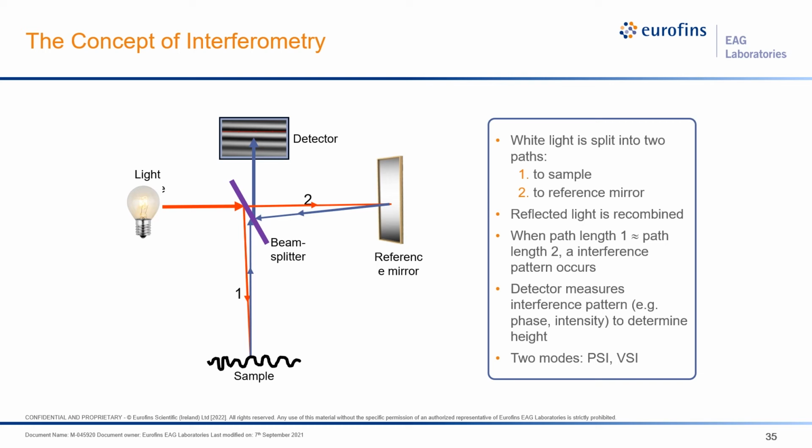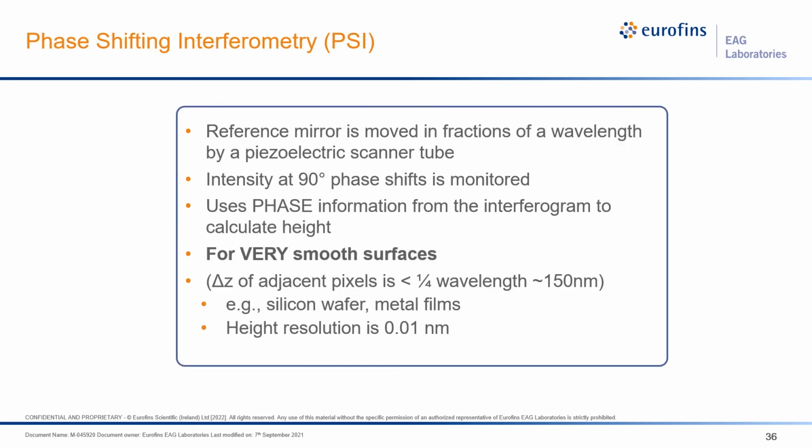So there are two modes of operation for interferometry, and we'll go over both of them, PSI and VSI. Phase shifting interferometry involves having the reference mirror move in small increments of a fraction of a wavelength using a piezoelectric scanner tube. The mirror movement causes 90-degree phase shifts between the sample wavefront and the reference mirror wavefront. The intensity at each of the 4 phase shifts is monitored.